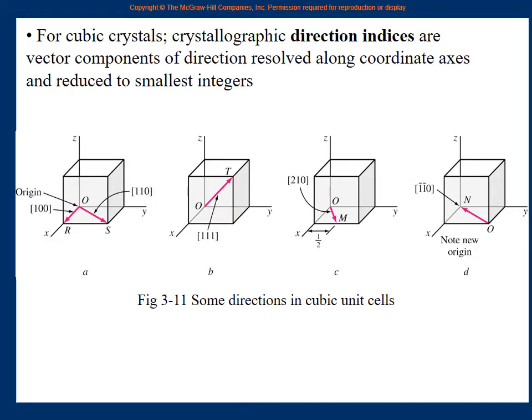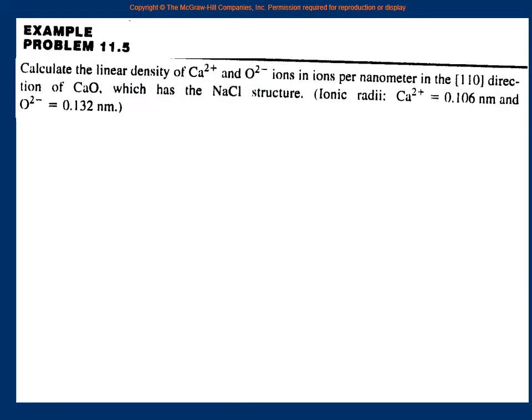Now, before we go on, we remind you this is from chapter 3. The direction indices, remember direction indices? 1, 0, 0, 1, 1, 1. So these are the direction indices. Okay. So without going any further, we just do this problem. Calculate the linear density of calcium oxide, calcium and oxygen ions, in the 1, 1, 0 direction. They are saying that calcium oxide has the same structure as sodium chloride, and the ionic radii for calcium is this and for oxygen is this.